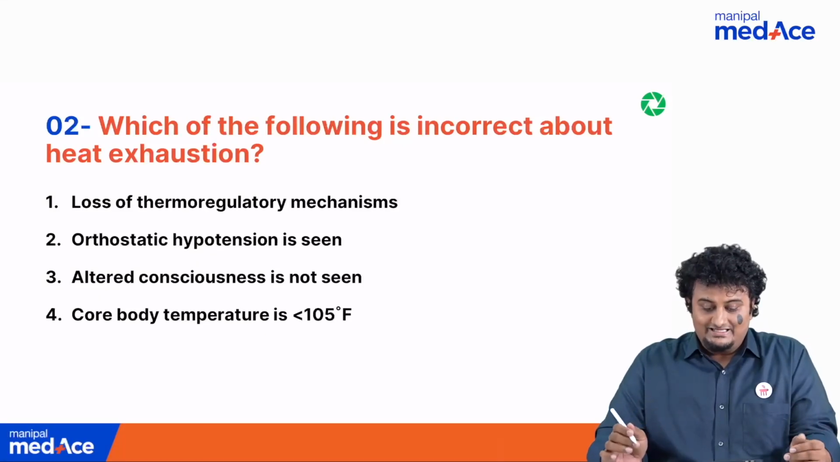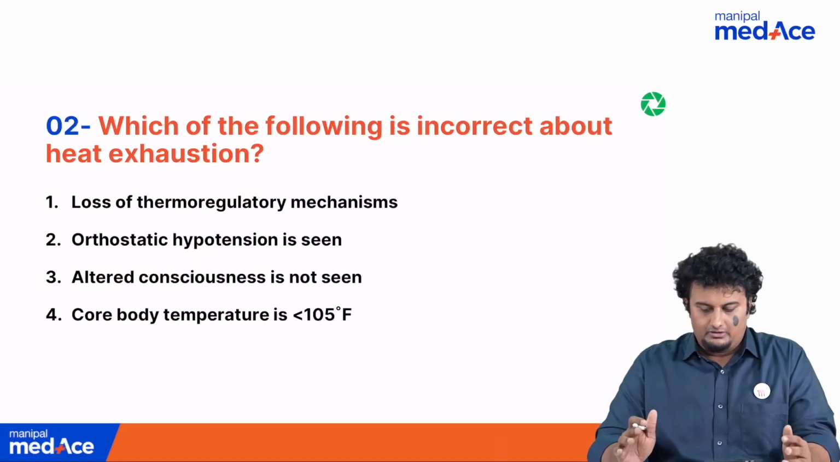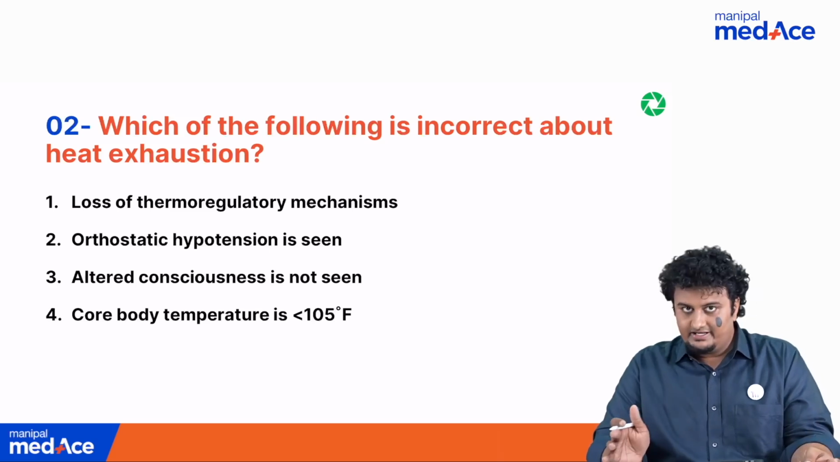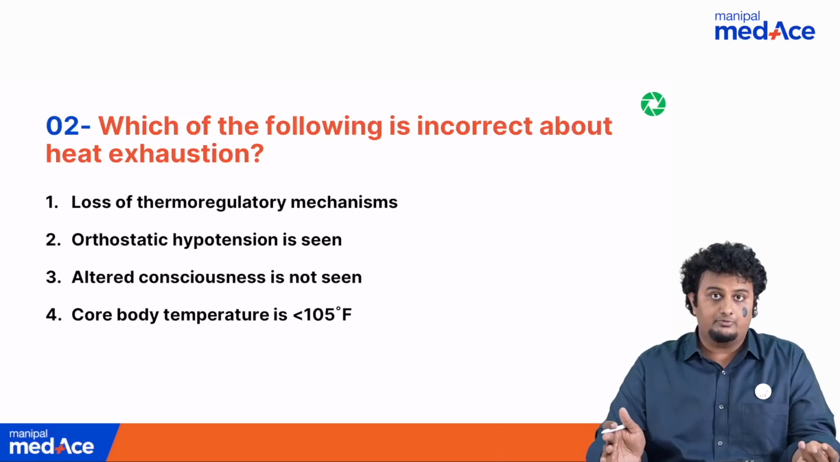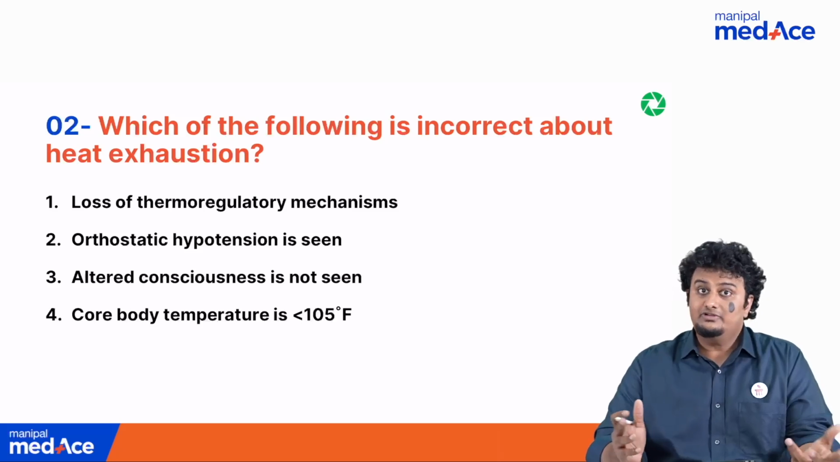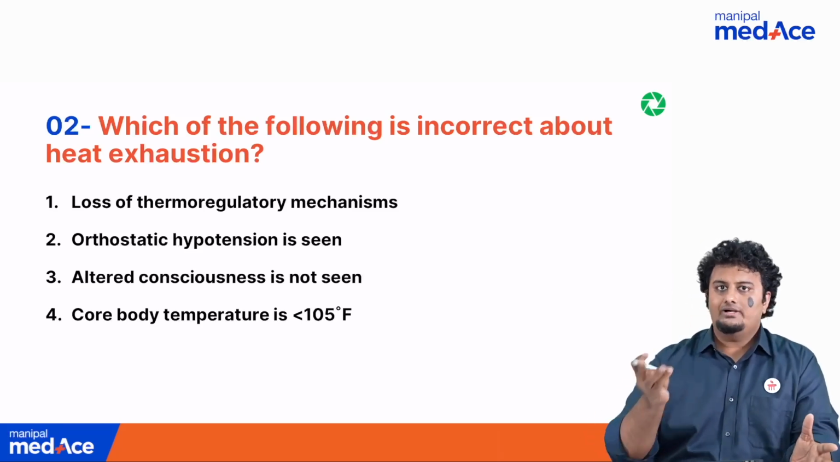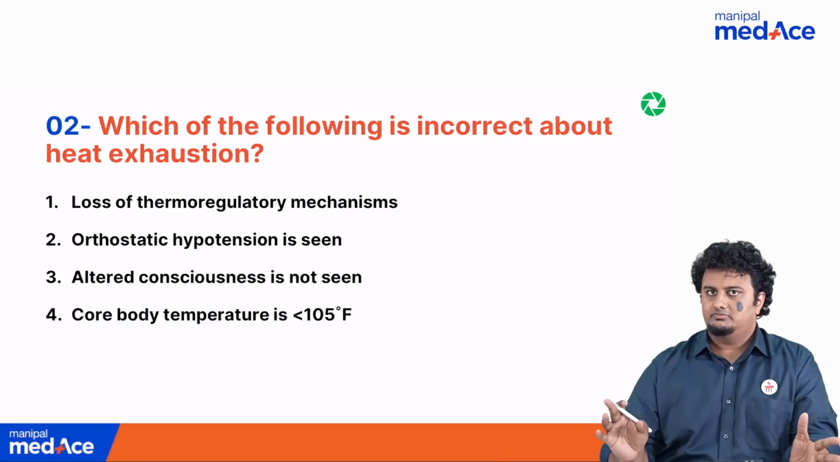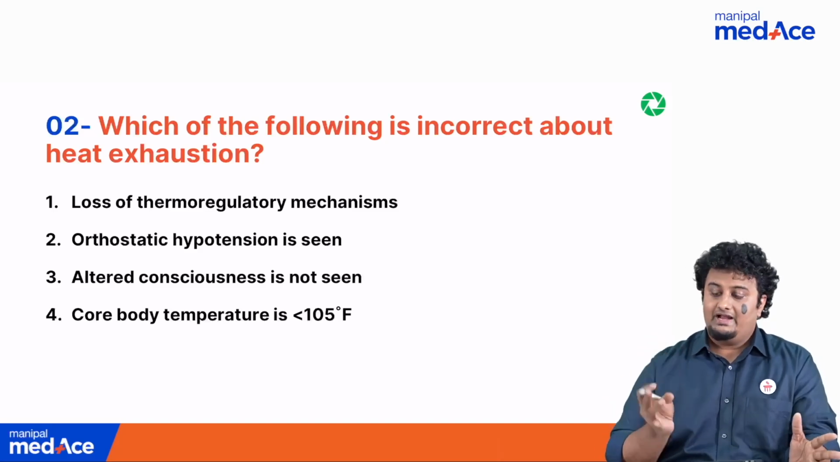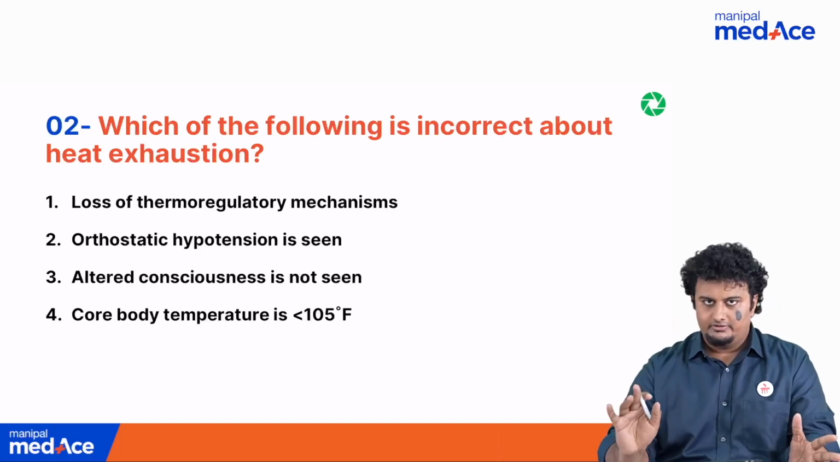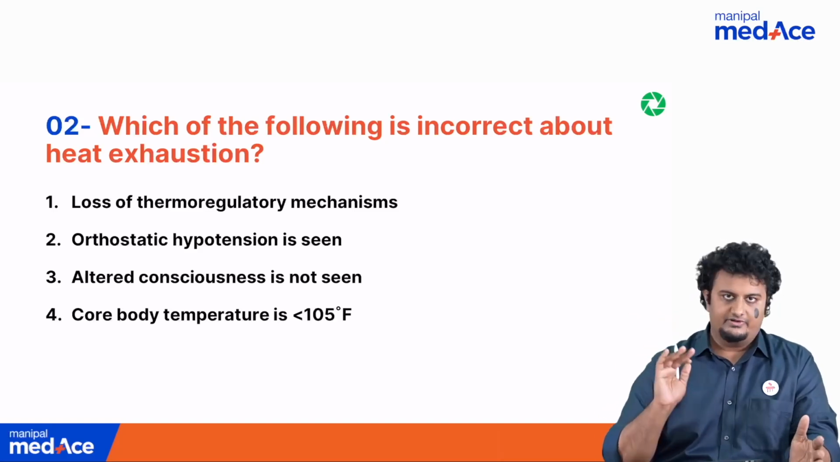Which of the following is incorrect about heat exhaustion? Now, I hope that you guys remember there is heat cramps, heat exhaustion, heat syncope, heat prostration, and finally we come to heat stroke. In all of these, the thing that you need to remember is when does sweating stop, and also, when is there cerebral dysfunction? These two things are very important, and this will help you divide between the two.